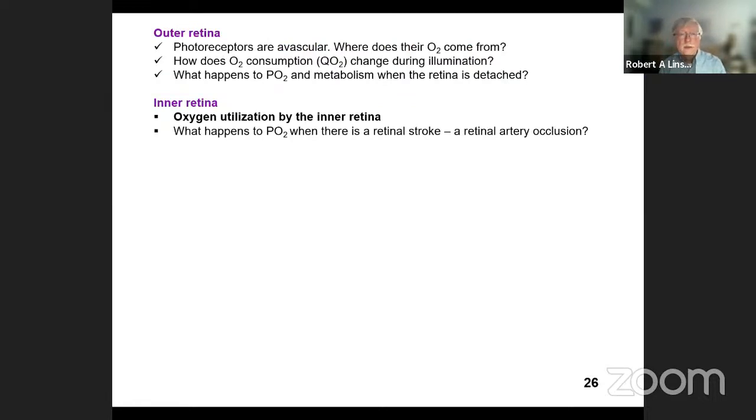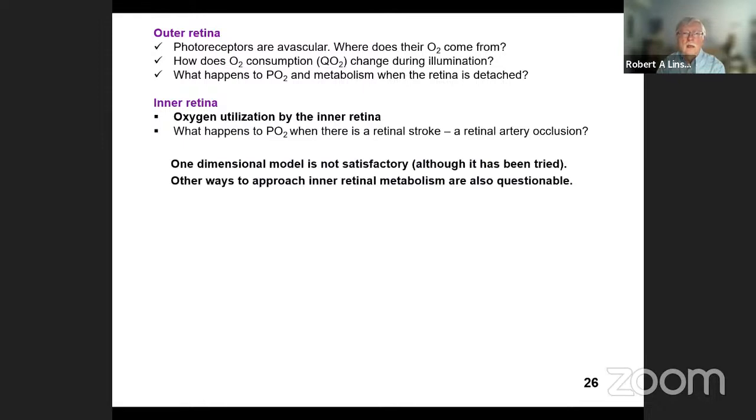So I wanted to talk a little bit about oxygen utilization by the inner retina. As I showed you, there's peaks and valleys in the inner retina. So the one-dimensional model that we can use for the outer retina doesn't really work for the inner retina, although it has been tried, but we don't really like it. There are other ways to get at the inner retinal consumption, but there are questions about those as well. So we wanted to address this in a different way.